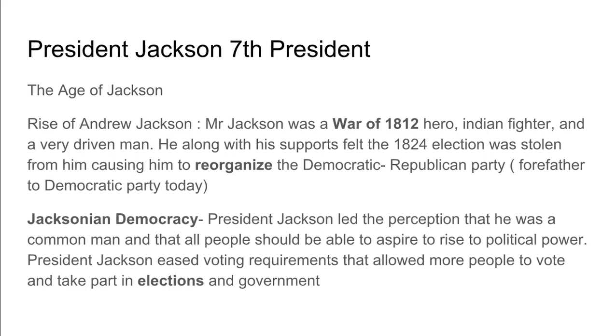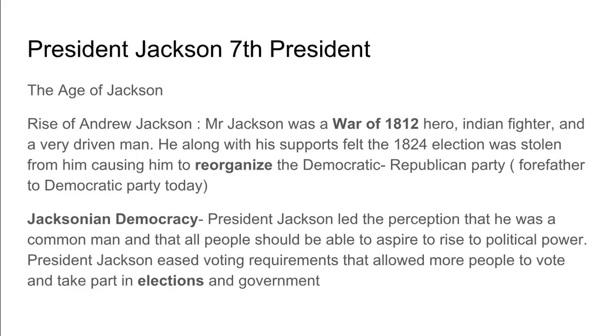Jacksonian democracy had the belief that it wasn't just the elite that could be office holders. It didn't have to be someone that had a ton of land or was extremely wealthy that could be in government, but that the average man could aspire to have political power.